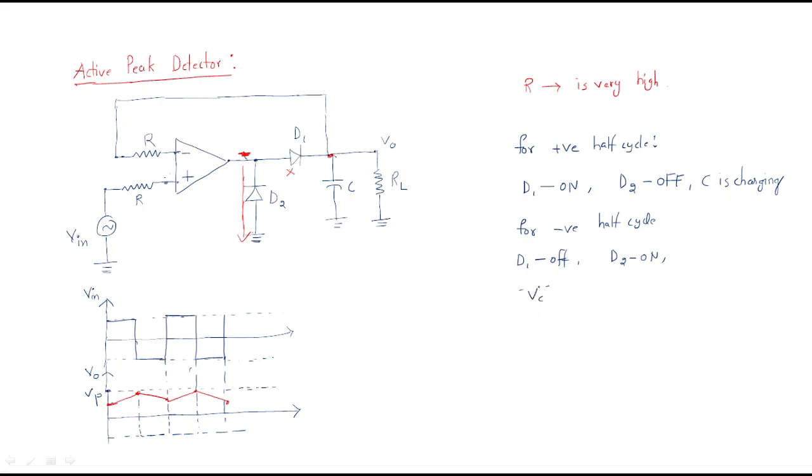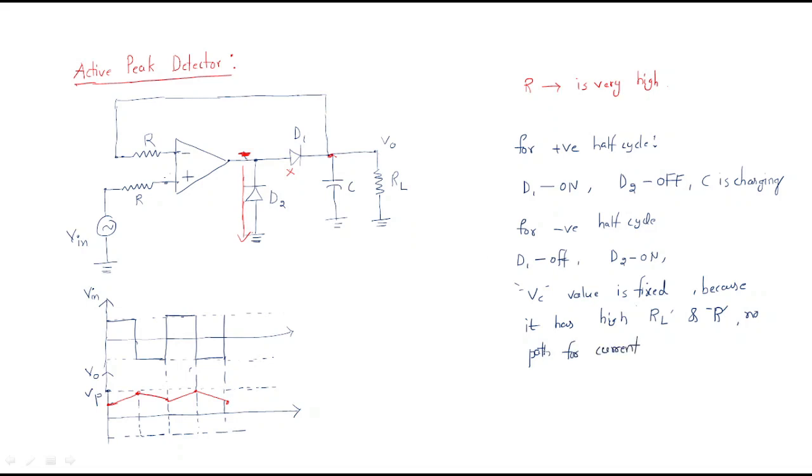The VC value is fixed, the previous value is fixed, because it has a high load resistance, high RL as well as R. So whenever the high resistance is there, automatically there is no path. So there is no path for the current.